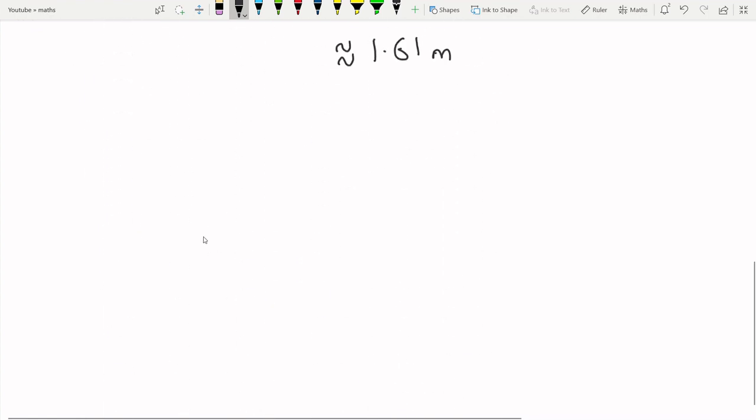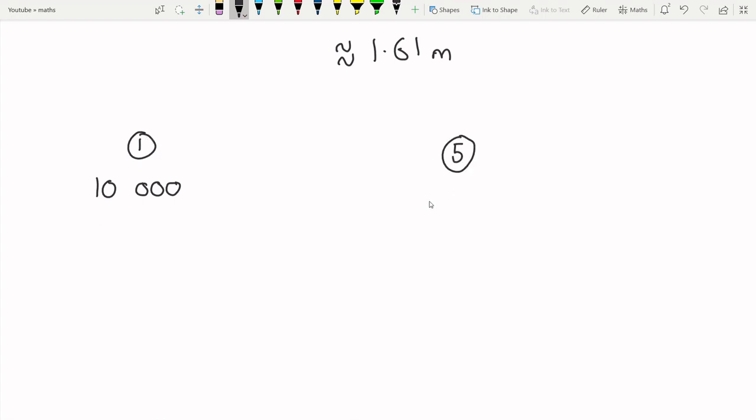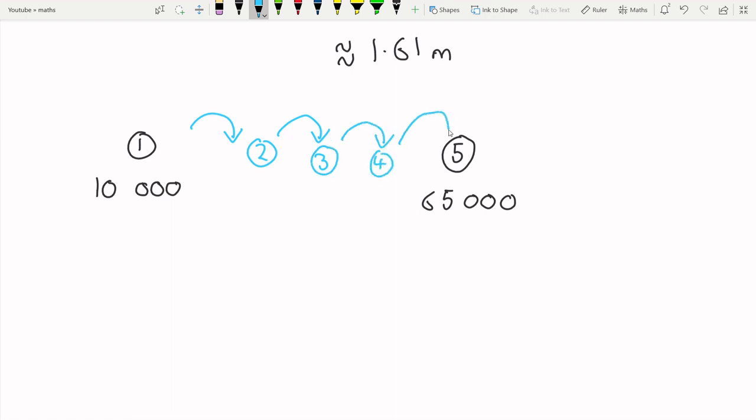A company is worth £10,000 at the end of year 1. By the end of year 5, it's now worth £65,000. So this means it's gone to the end of year 2, grown, end of year 3, end of year 4, and then to the end of year 5. So that's 1, 2, 3, 4 years of growth.